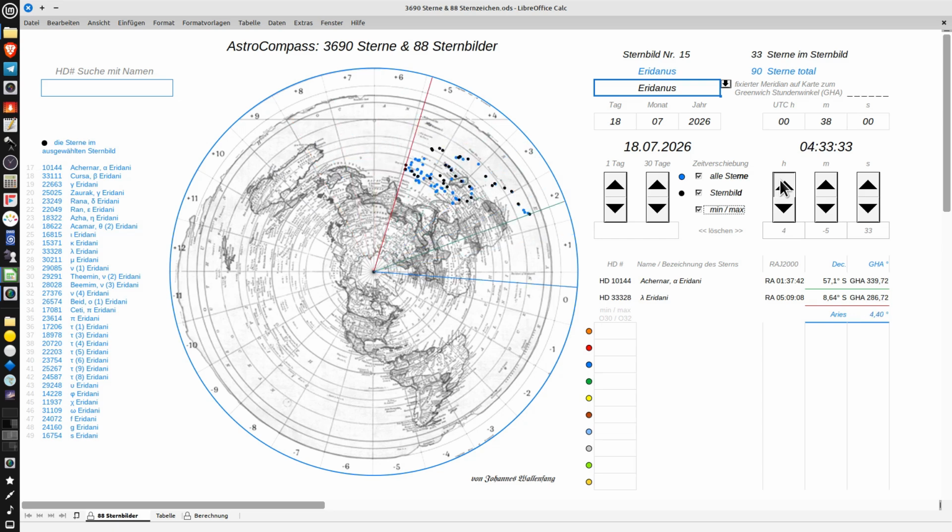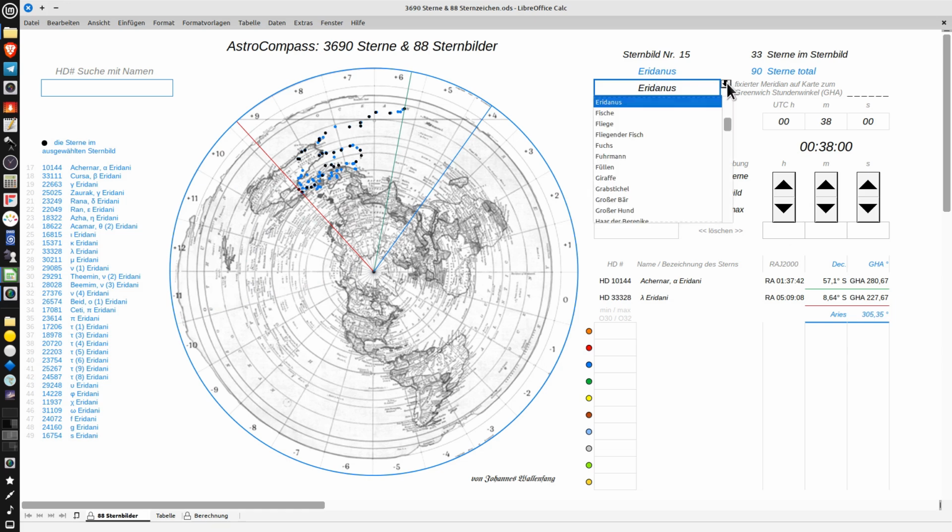We'll take a closer look at this rotation around the North Star in another table. Using this table, you can calculate all 88 of the international constellations. The 88 constellations consist of a total of 3,690 stars, which can be identified by their HD numbers. But only the brightest and most prominent stars form the actual constellation.